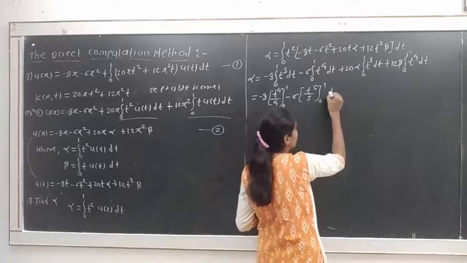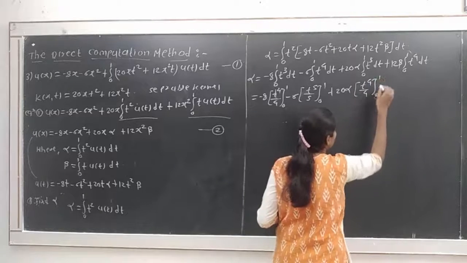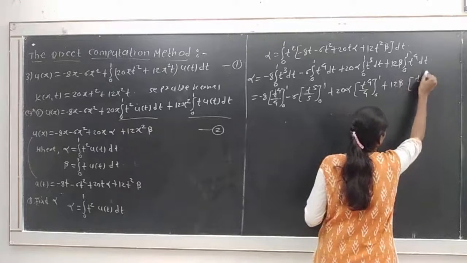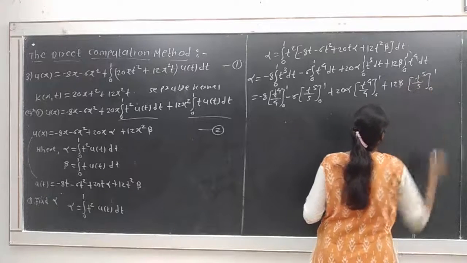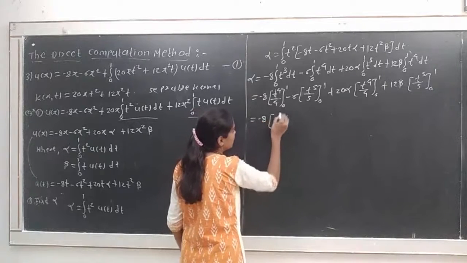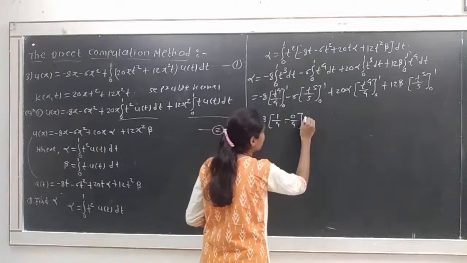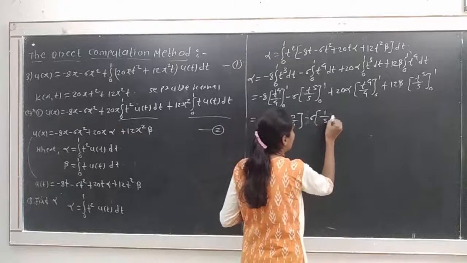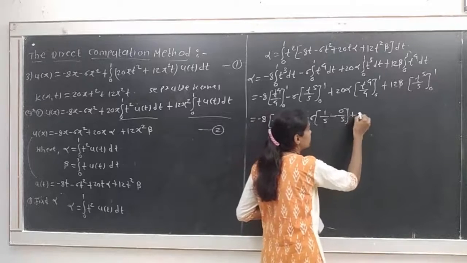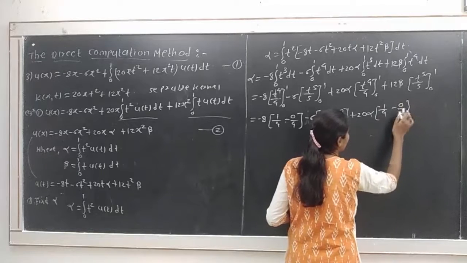Taking integration, 20 alpha, here we get t raised to 4 by 4 from 0 to 1, and here we get 12 beta t raised to 5 by 5 from 0 to 1. Then we put the limits. We get minus 8 times (1 by 4 minus 0 by 4), then again a minus sign, (1 by 5 minus 0 divided by 5), the lower limit being 0, plus 20 alpha times (1 by 4 minus 0 by 4).